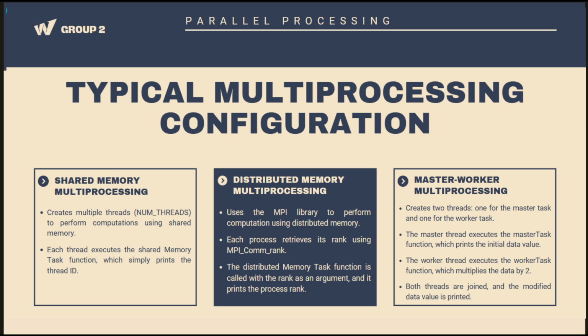So moving on to the distributed memory multiprocessing. The distributed memory multiprocessing uses the MPI library to perform computations using distributed memory. Then each process retrieves its rank using MPI rank. Then the distributed memory task function is called with the rank as an argument and it prints the process rank.